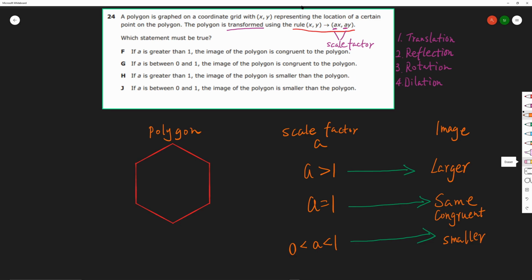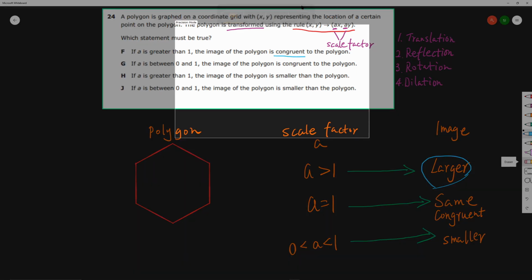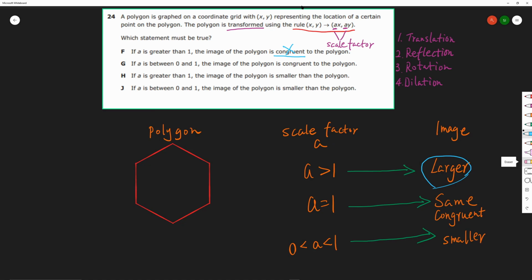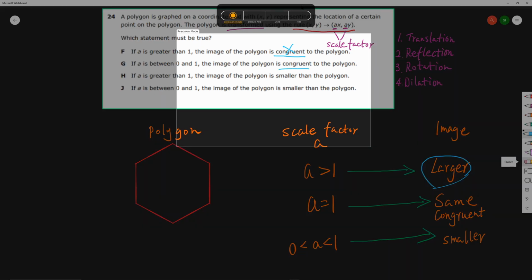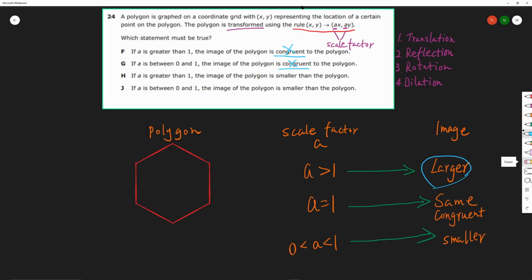Now let's take a look at the choices we have. For choice F, if a is greater than 1, then the image should be larger, right? But here it says the image is congruent. That means the same. It should be larger, so this is wrong. Choice G: if a is between 0 and 1, that means a is less than 1. The image should be smaller, but here it says the image is congruent, so that's wrong. Should be smaller.